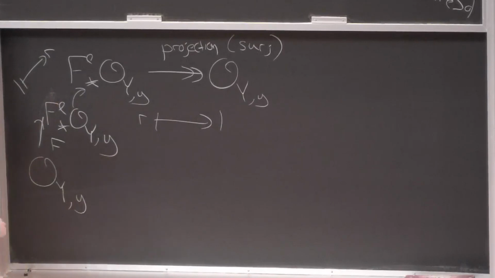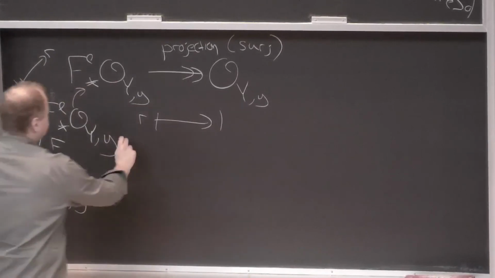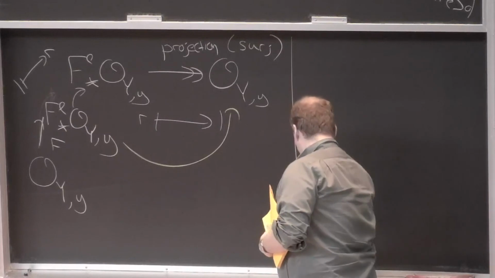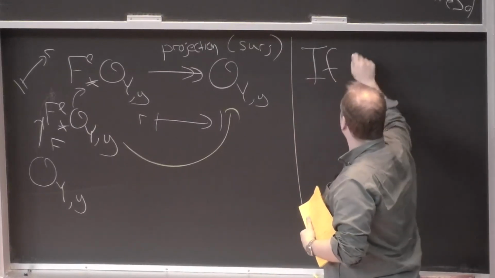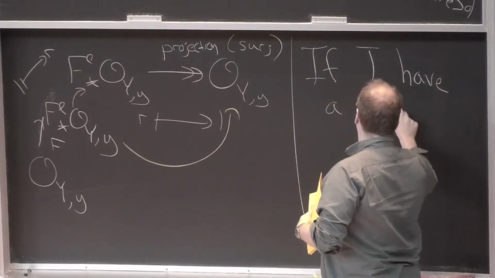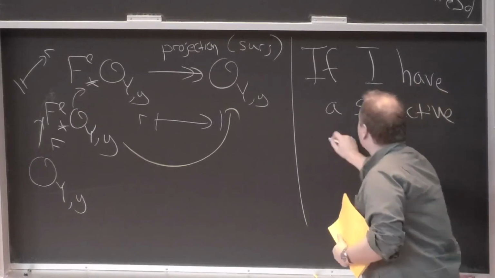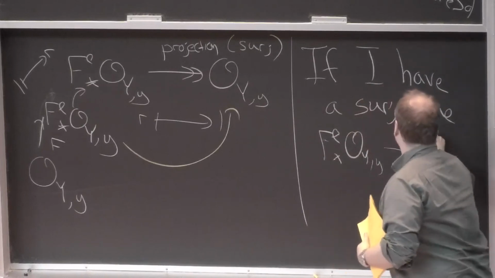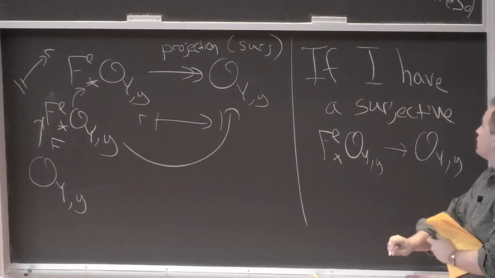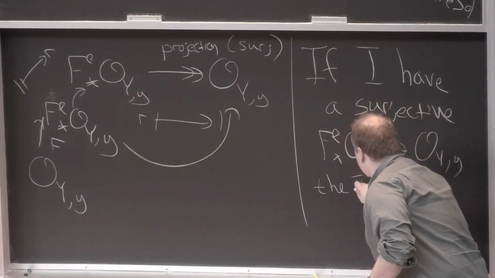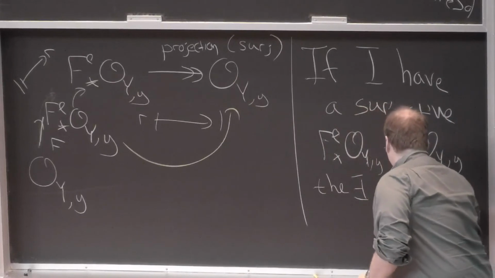So, what does this say? This says, oops, I'm losing my... So if I have a surjective Fe lower star OY to OY, then there exists a Frobenius splitting.